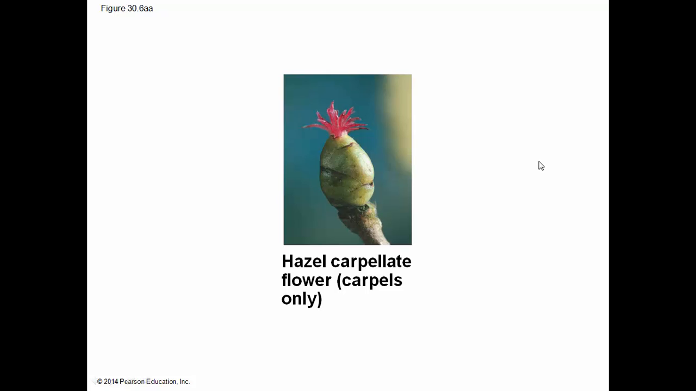Other wind-pollinated plants include corn and wheat. Those are angiosperms that are important to agriculture.